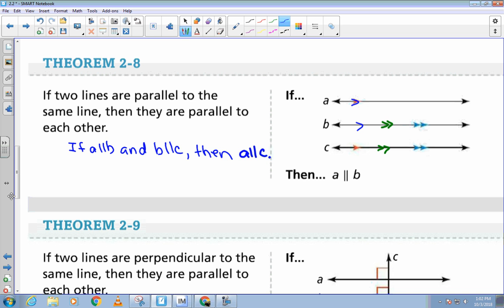Okay. And we could do, let's say, if A was parallel to B, and A was parallel to C, then B and C would be parallel to each other, right? Because A and B and A and C are both parallel, so then B and C are parallel. So you can look at it in several ways.